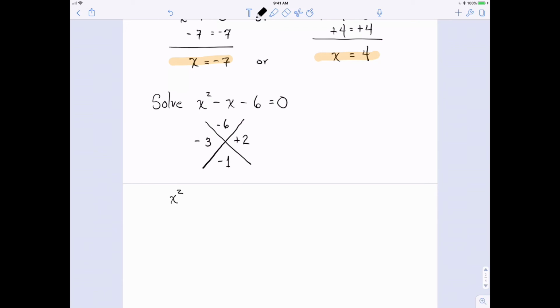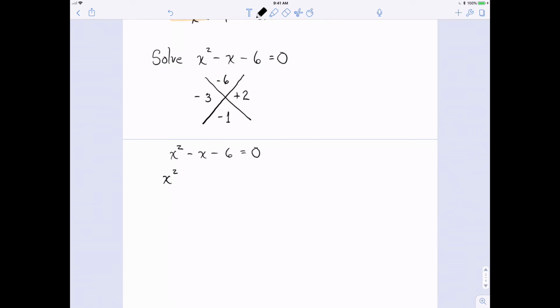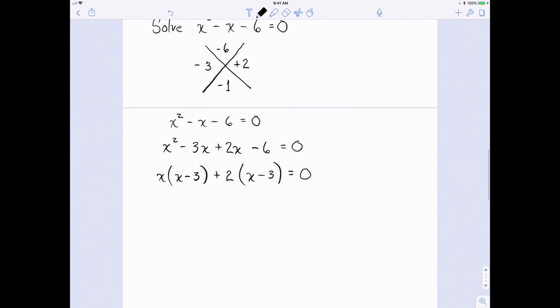I have x squared minus x minus 6 equals 0. That's where I began. As a result of playing the game, I can rewrite the middle term as x squared minus 3x plus 2x minus 6. I have a common factor of x in the first group, so I have x times x minus 3. I have a common factor here of positive 2, so that leaves me x minus 3. Remember, you should always write the equal 0 on every step. But now I have a greatest common factor of x minus 3 times x plus 2 equals 0.